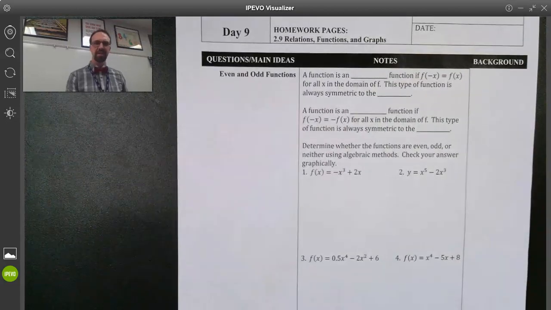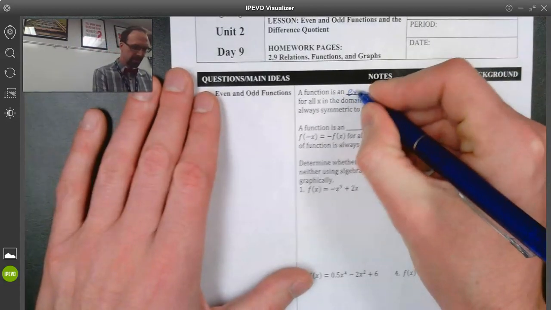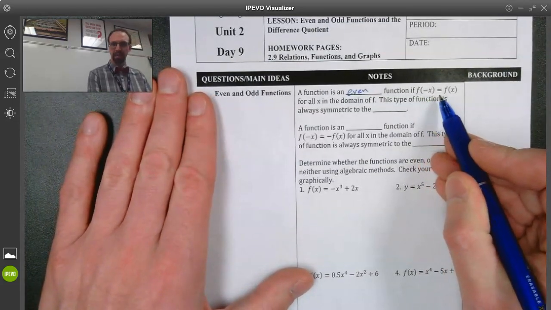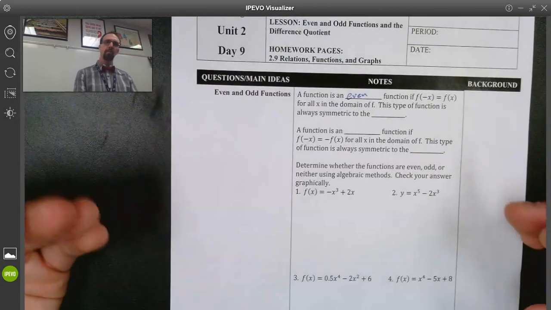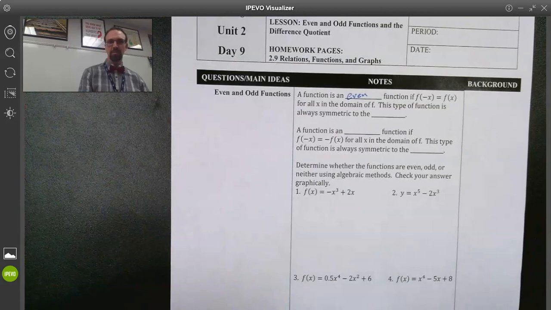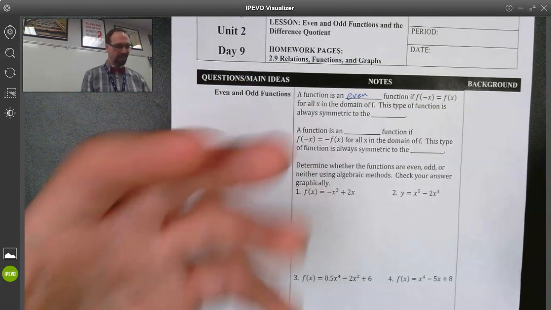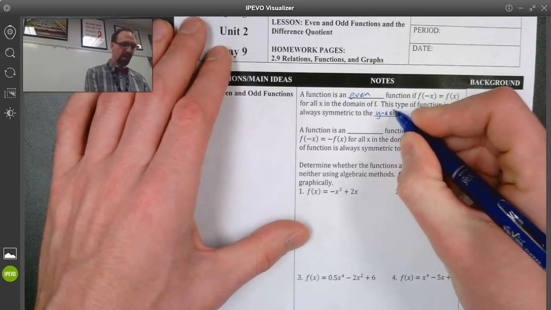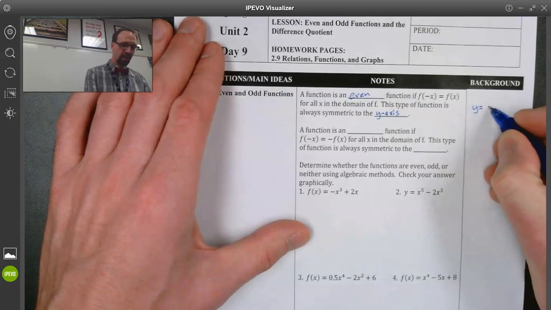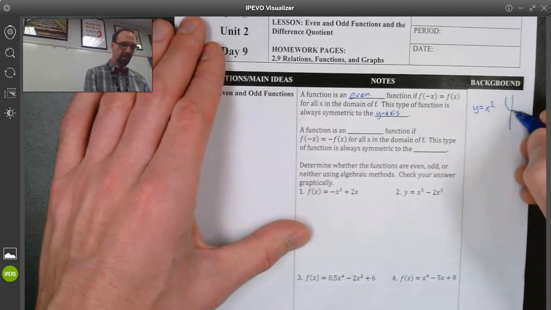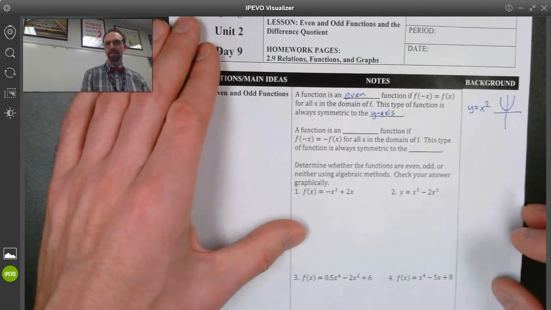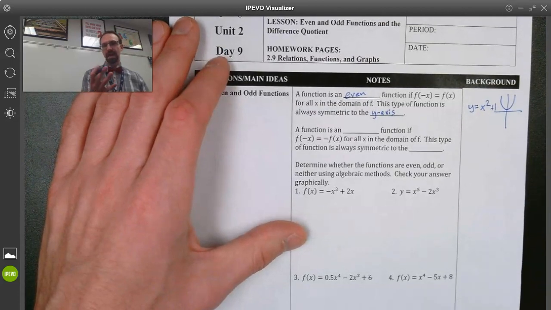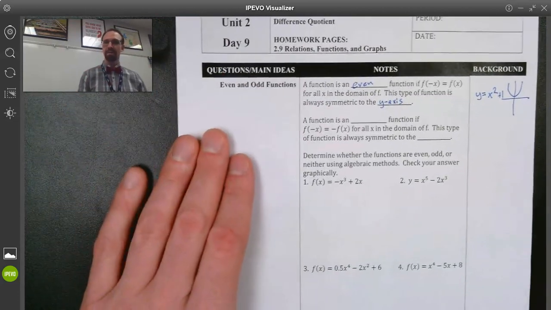So a function is an even function if all values of f of opposite x equals f of x. So when you plug in an opposite x, you end up back with the original function. This type of function is always symmetric to the y-axis. If you think about a basic even function, y equals x squared, that's your parabola or your u-shape, and that is symmetric across the y-axis. So that would be reflected or mirrored across, so that's a way to think about that.